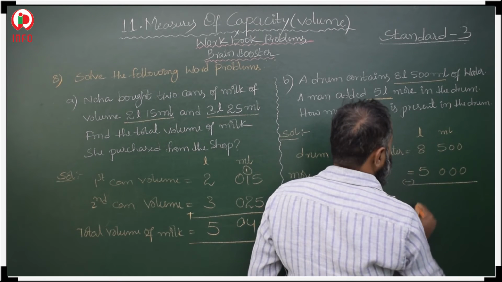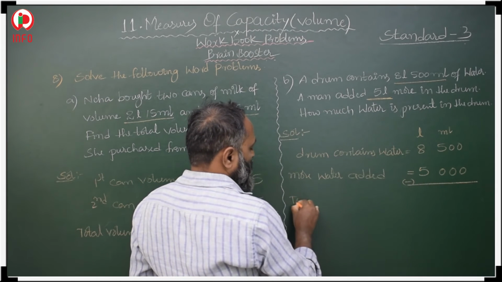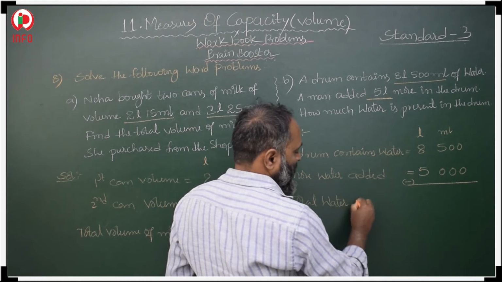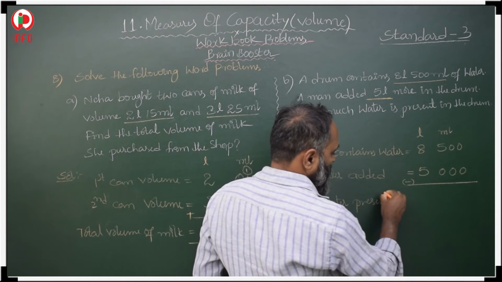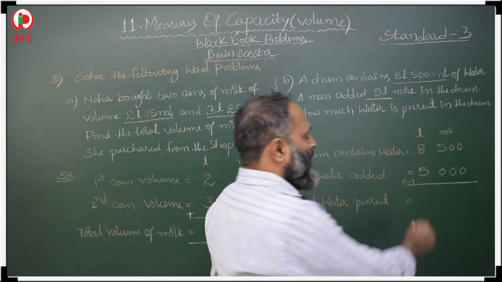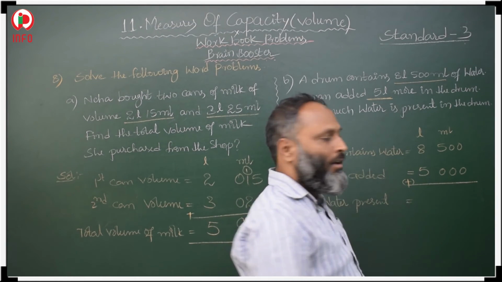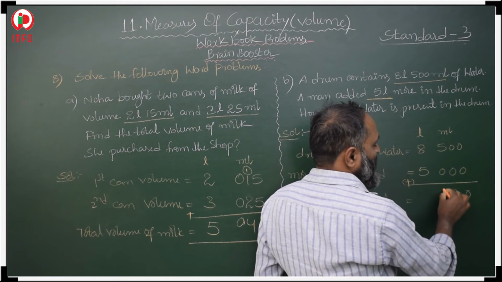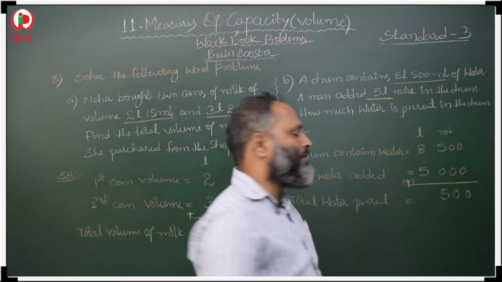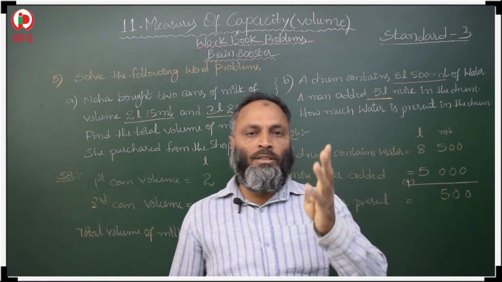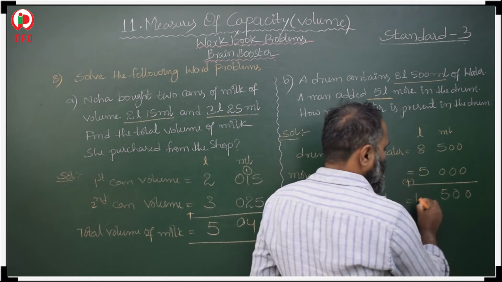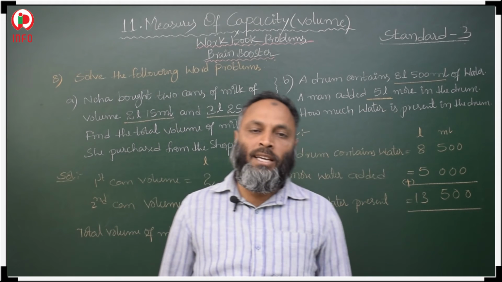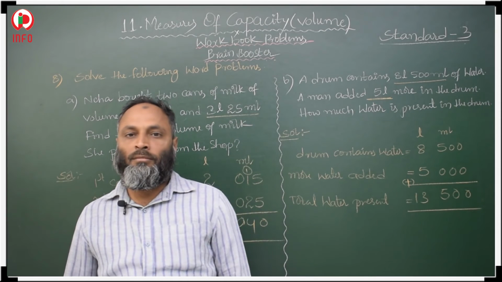Then total water present. How much? Means we have to add, not subtraction, addition. Now 0 plus 0, 0, 0 plus 0, 0, 5 plus 0, 5, 8 plus 5, 8, 9, 10, 11, 12, 13. 13 liters 500 milliliters. This much water is there in that drum. Okay.